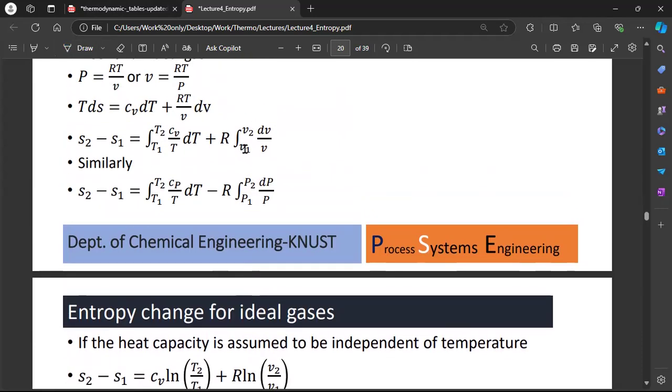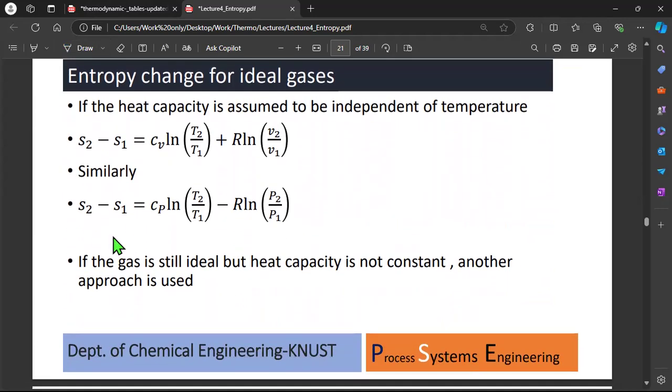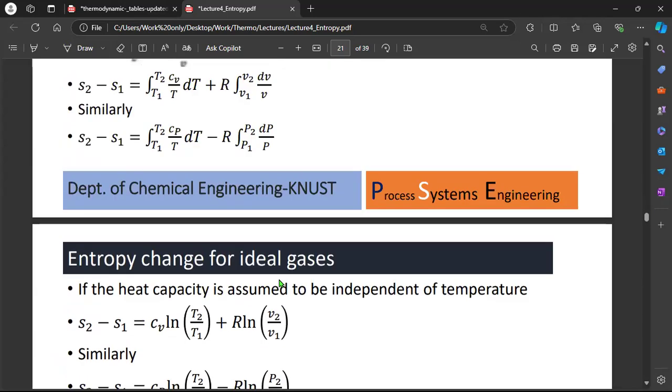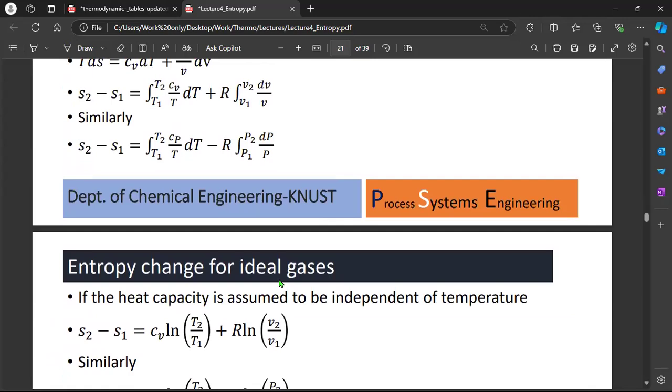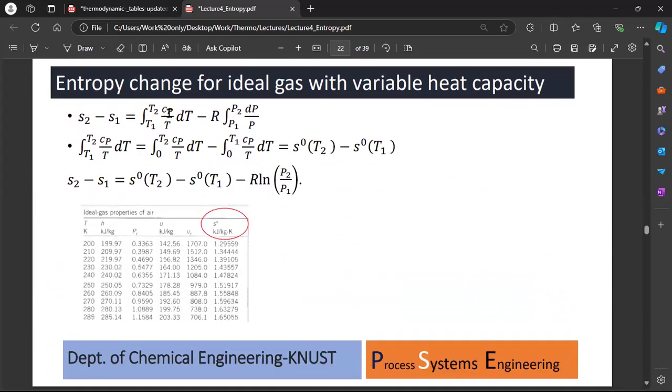So if we should actually do the integration, we are going to end up with these two expressions now. Remember, we said that we are doing this assuming that the heat capacities are going to be independent of temperature, or they are going to be constant. So we end up with these two expressions. But then if we are working with a case where the heat capacities are not constant, then what happens is that we can't just bring them out of the integral and then do the integration. They'll have some effect. So we have to use a different approach to get our expression. And this is what we do.